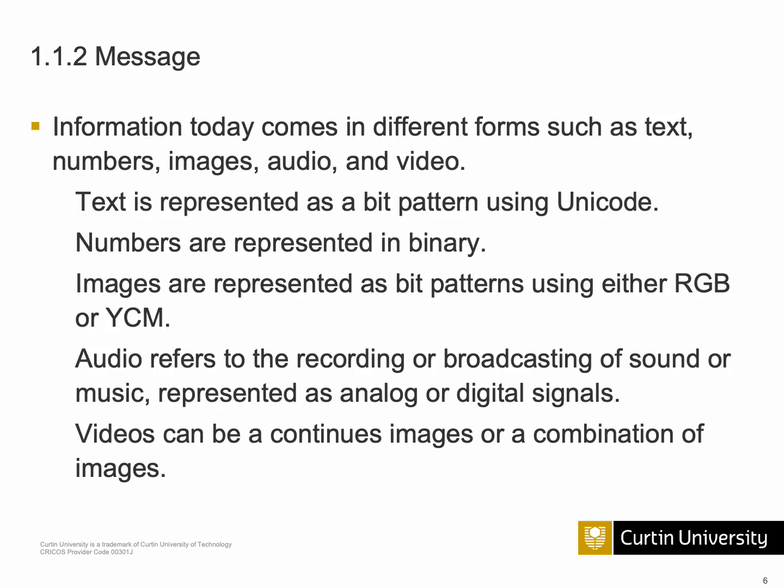Now let's look at the components in more detail. Messages, the information, come in different forms. They can be text, which is represented as a bit pattern, numbers, images, audio, and video. As I mentioned, the text can be represented as a bit pattern. A bit pattern is a sequence of bits like zeros and ones. For different bit patterns, there are different text symbols.